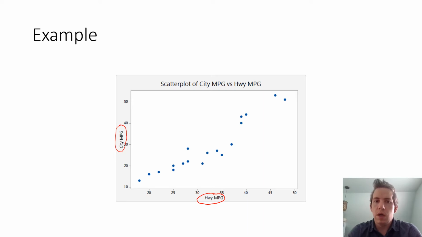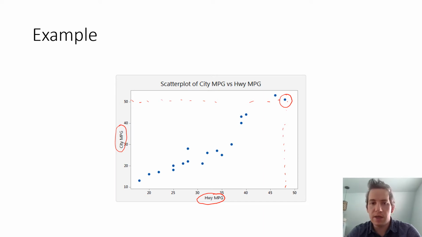So when I look up at an individual car, so here's an example of a dot, I can see that this corresponds to about 48 miles per gallon for highway, and it corresponds to about 50 miles per gallon for city. Each of these dots corresponds to a different car who's measured on two different variables.